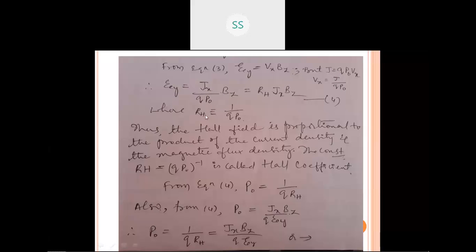Now one more constant can be defined. Whatever 1 by q into p naught is there, let us call this RH. This is known as the Hall coefficient. So let us replace 1 by q p naught by RH. Therefore, now our equation becomes Ey equal to RH into Jx into Bz. So now our total electric field component Ey equals RH into Jx into Bz.